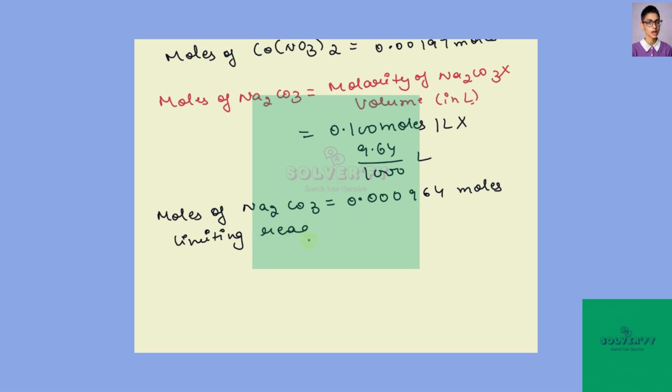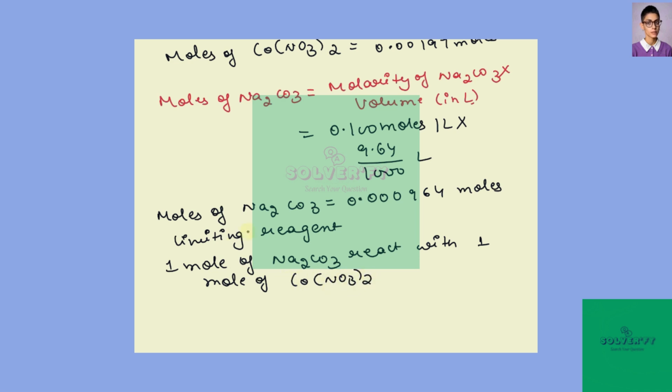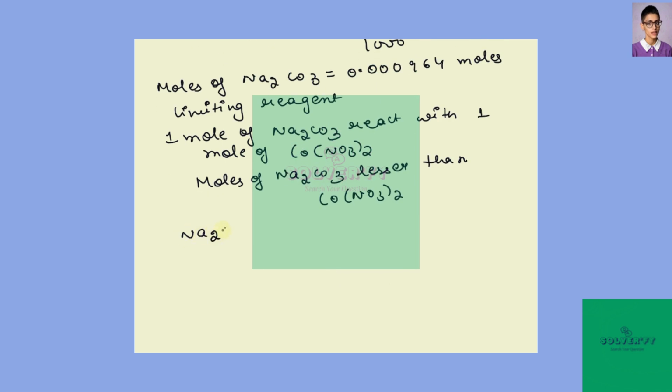Now here we have to find out the limiting reagent. So if we see the balanced equation, 1 mole of Na2CO3 will react with 1 mole of Co(NO3)2. So now we see the moles here. The moles of Na2CO3 will be lesser than the moles of the Co(NO3)2. So in this case the Na2CO3 is the limiting reagent.